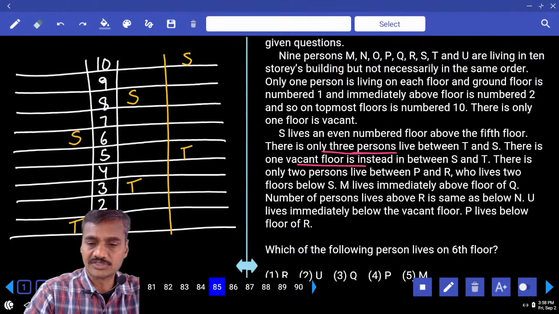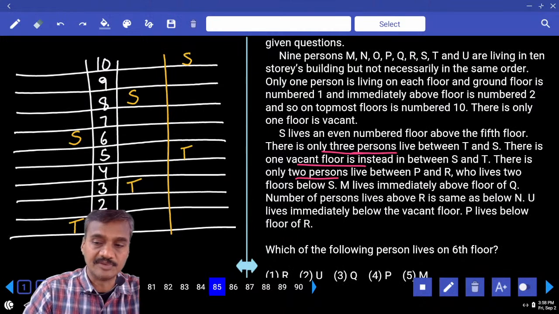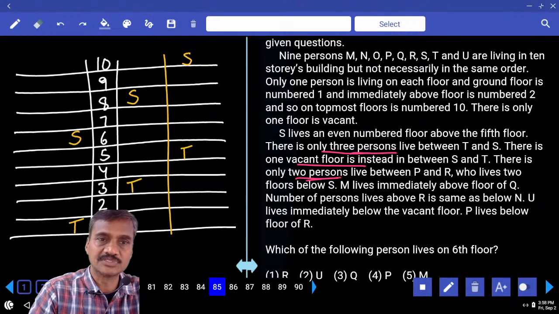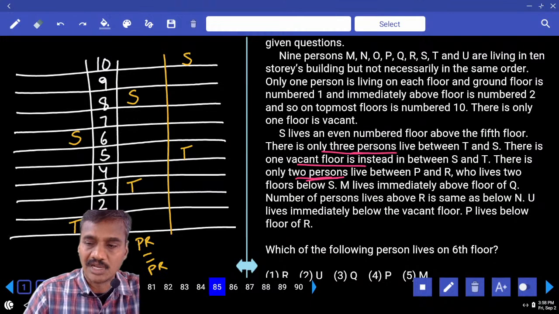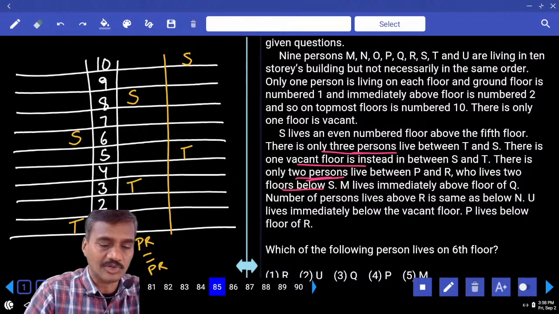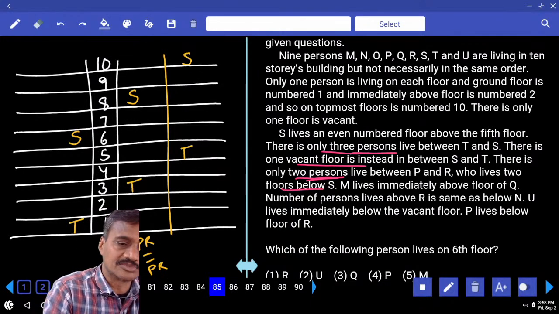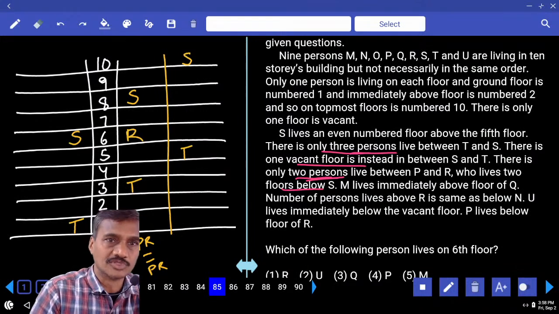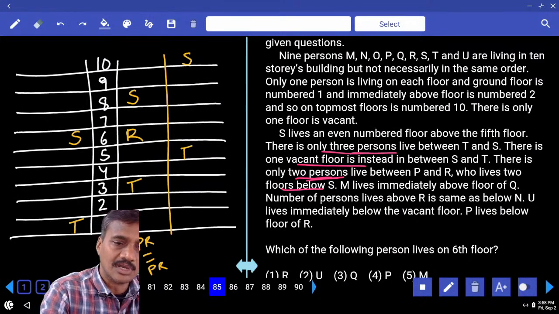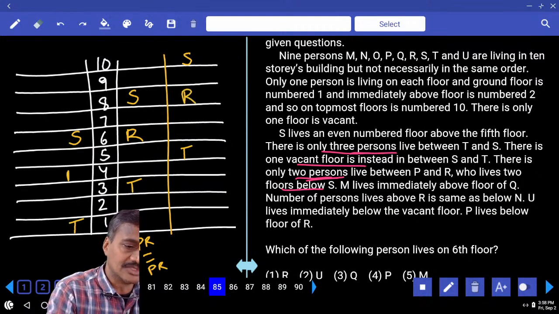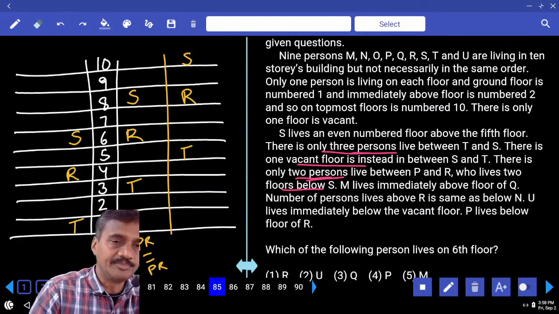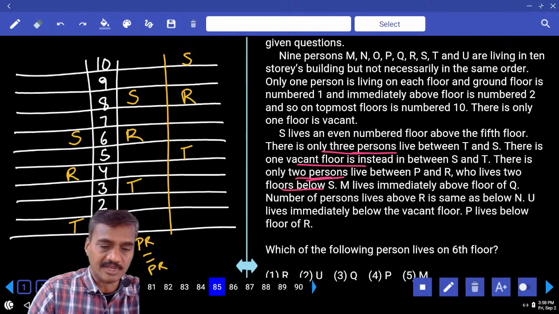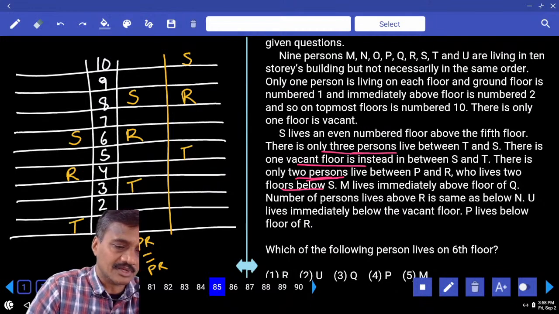Then there are only 2 persons between P and R. Between P and R, he talked about persons. Now 2 persons between P and R. It is not about floors, but whereas 2 persons. R lives 2 floors below S. R is 2 floors below S means R is at this place. 2 floors below. 1 floor below, 2 floors below. Then, now in between P and R, how many people are there? Exactly 2 people.